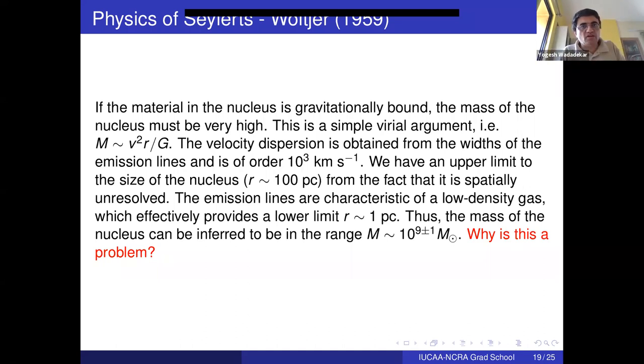The velocity dispersion is of the order of 1,000 kilometers per second. This was measured from the spectra of Seyfert galaxies that were obtained. We know from the fact that the nucleus is unresolved that it can't be bigger than 100 parsec, because if it were, we would be able to resolve it. The emission lines were characteristic of a low density gas, which effectively provides a lower limit of 1 parsec. Now, this was what was written in this 1959 paper. This is not strictly correct, because as we know today, the size of the AGN is much smaller than a parsec in most of the cases. So it is possible to have low density gas.